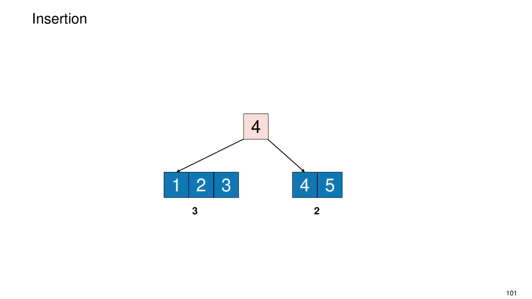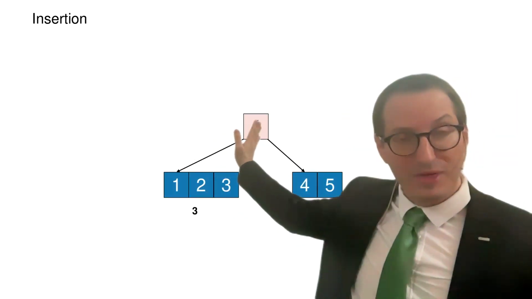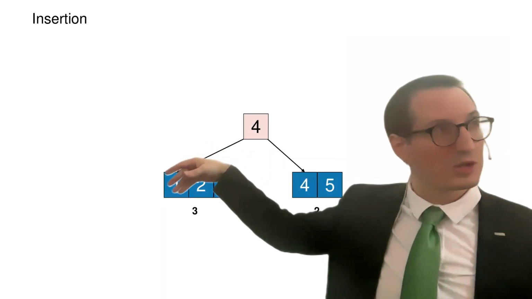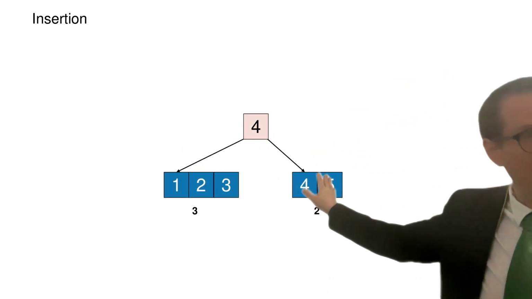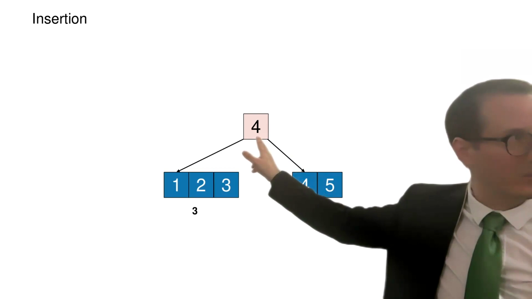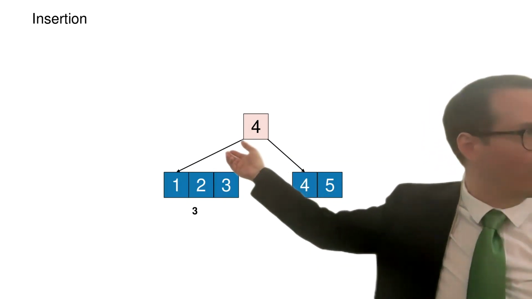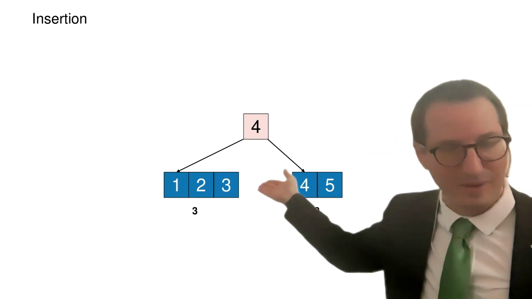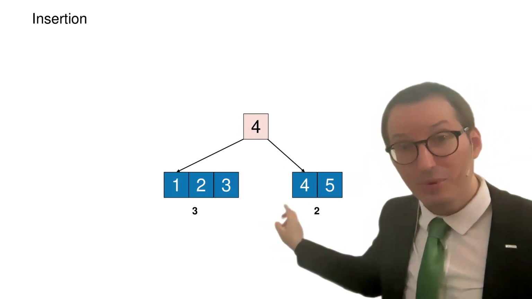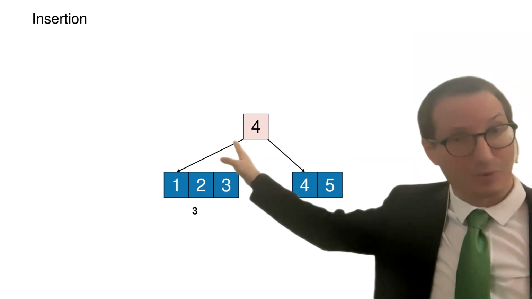Now, why 4? That's because the idea of the value that I put in here is that everything on the left is strictly smaller than this, and everything on the right is greater than or equal to this. And because of that, it's a natural thing to put 4 in there. I could have put 3.5, I could have put 3.6, that would also have worked, right? But the simplest is to just put the lowest value from the right. That's why it's 4, right?